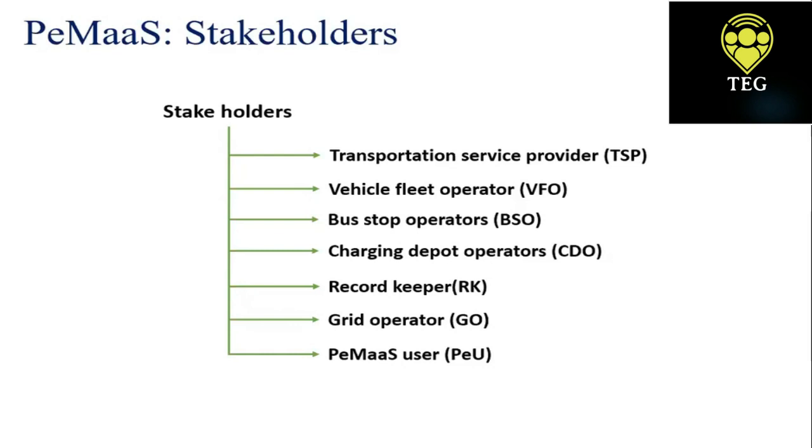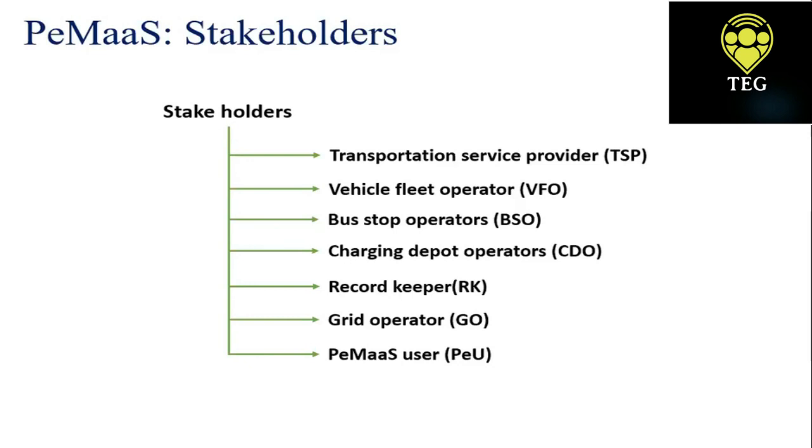Then we have something known as the record keeper, which we call RK. The record keeper is someone who keeps the record of all the transactions being made. All the data generated by the system would be stored by the record keeper, and all kinds of information about the journey, the traffic conditions, and so on goes to the record keeper. Then we have the grid operator, because it's all going to be electrified in the near future, so the grid operator is a major player. And then we have the EMAS user, the last one.